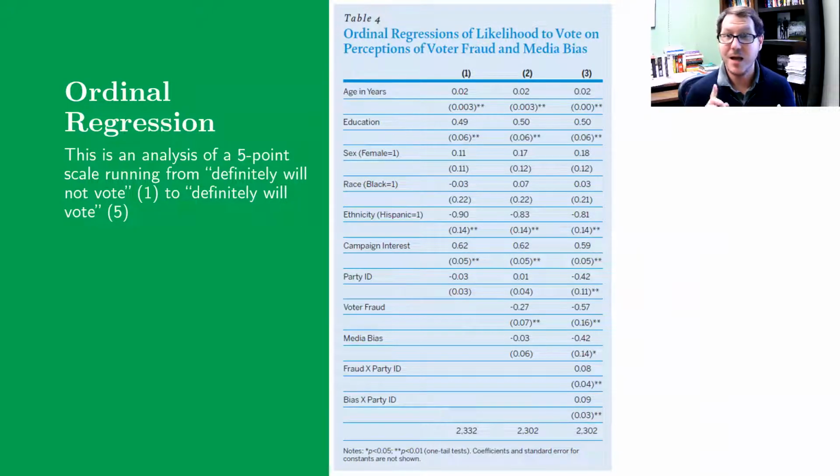Education is, being Hispanic is, but sex and race are not. Campaign interest is statistically significant, and then the voter fraud variable is statistically significant. That seems to be driving things more than just random sampling variation would expect. And so we can look at that, and I think this captures most things I'd be interested in, and I can interpret those relationships and whether they're statistically significant, and be reasonably confident with this analysis.